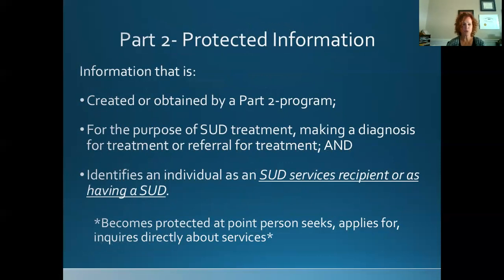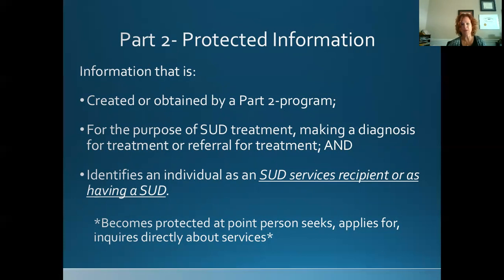Information that is protected under Part 2 is information that is created or obtained by a Part 2 program for the purpose of substance use disorder treatment, making a diagnosis for treatment or referral for treatment, and that also identifies a person as a recipient of substance use disorder services or as having a substance use disorder.